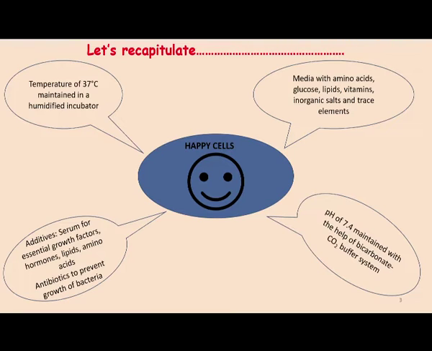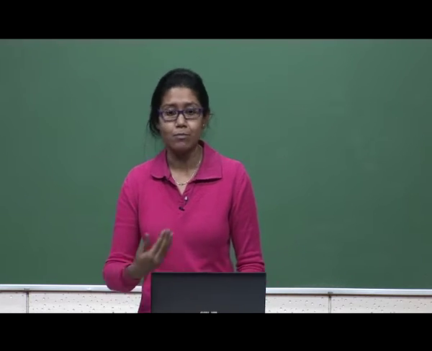As additional additives, we add serum, which provides essential growth factors, hormones, lipids, amino acids, and we also add antibiotics like penicillin and streptomycin, so that it is only the cells that we want to grow that are growing in culture. You have bacteria in the air and that may contaminate your sample. You do not want them to grow because the media is very rich in nutrients and therefore is also ideal for bacterial growth. You do not want the bacteria to grow, so you add antibiotics.